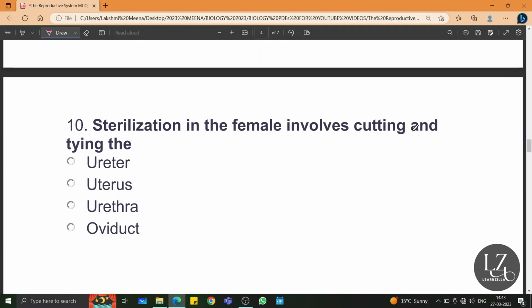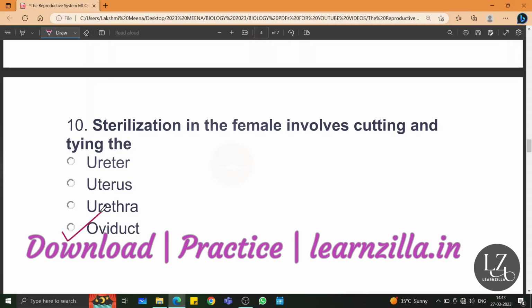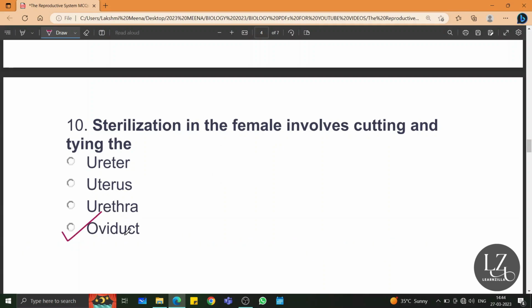Sterilization in the female involves cutting and tying the oviduct, also called as fallopian tube. It is here where the fertilization takes place, right? So this part, if it is cut and tied, then fertilization will be stopped. So this is called as tubectomy.